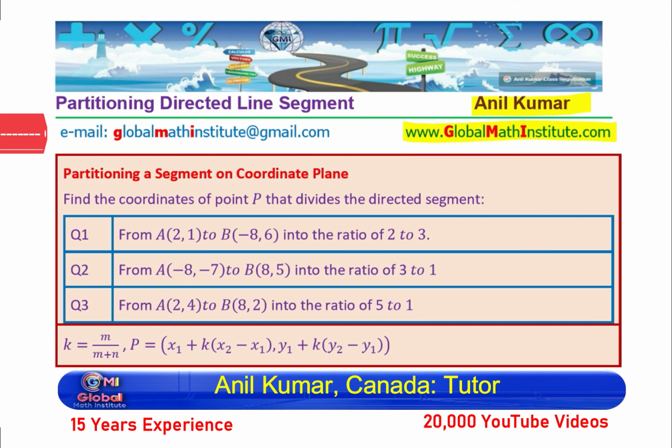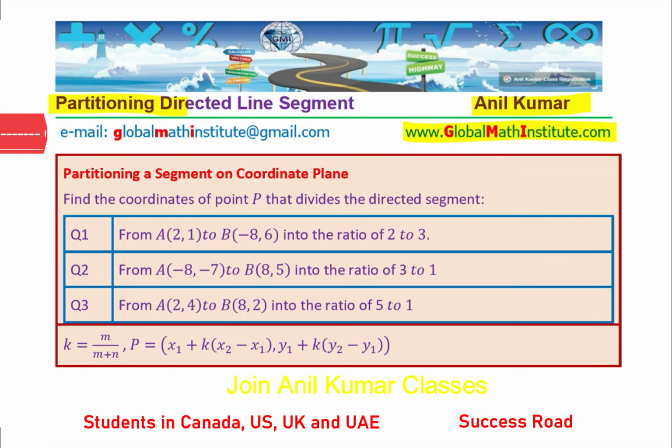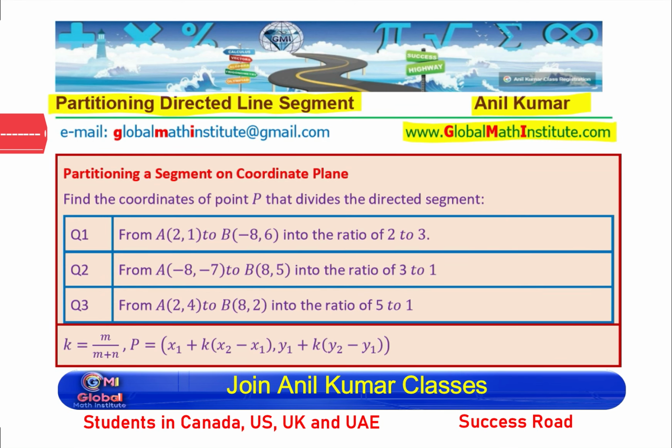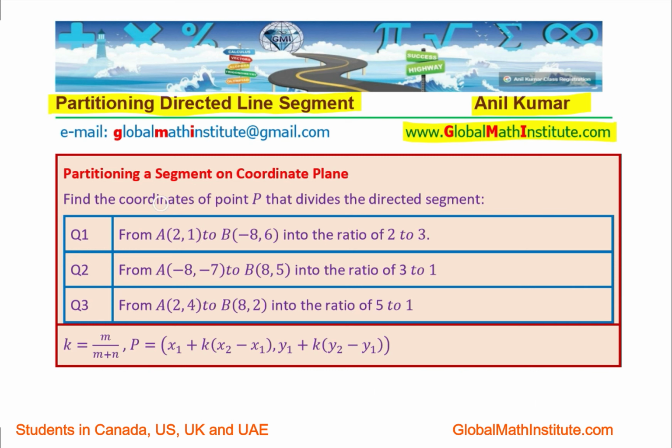In this video, we'll discuss how we partition a directed line segment. This is sometimes a challenge question for students taking geometry. The question here is: find the coordinates of point P that divides the directed segment from A to B in the ratio 2 to 3. There are three related questions.